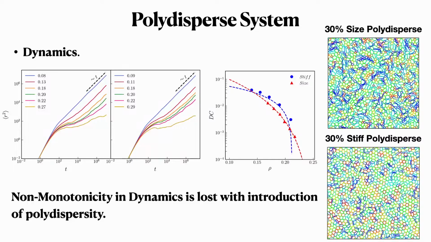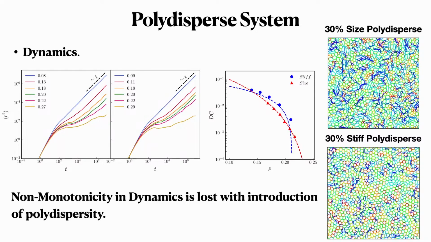Now, for the next system, we wanted to study the effect of size and stiffness polydispersity. We first chose a size polydispersed system, where we draw the number of monomers in one ring from a uniform distribution, and the range of the distribution depends on the polydispersity percentage.